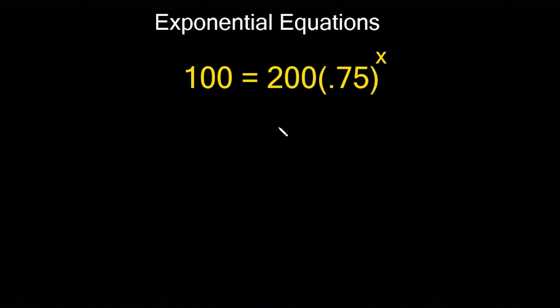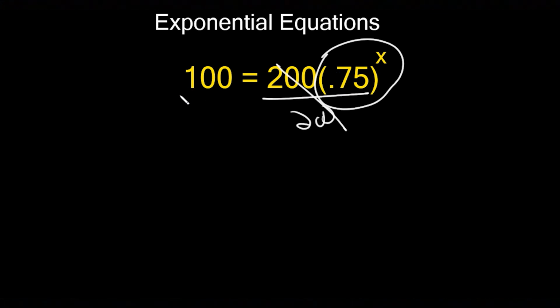So here's our next example. And again, our first step, we have to isolate the base in the exponent, meaning I have to isolate this part here. I have to get rid of 200, meaning I'm going to have to divide it out because I'm multiplying here. So you're going to divide both sides by 200. When I divide here by 200, it will cancel out. And dividing here by 200, the zeros will cancel and I'm left with a half. So I have a half is equal to 0.75 all to the x power.